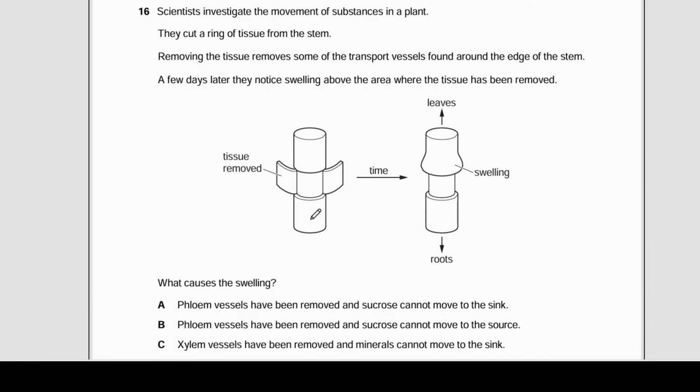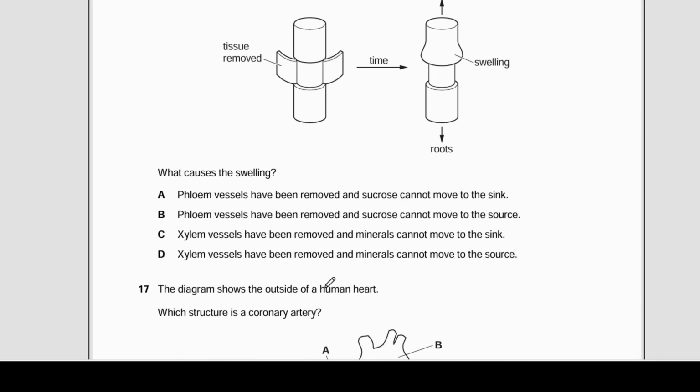Scientists investigated the movement of substances in a plant. They cut a ring of tissue from the stem. Removing the tissue removes some of the transport vessels around the edge of the stem. A few days later, they notice swelling above the area where the tissue has been removed. Okay, the roots are okay. What causes the swelling? Now, which layer is removed when we remove a piece of it? The outer layer basically. So phloem is removed, right? So the option can be A or B. Okay, so what causes the swelling then?